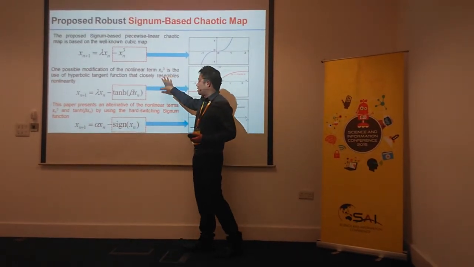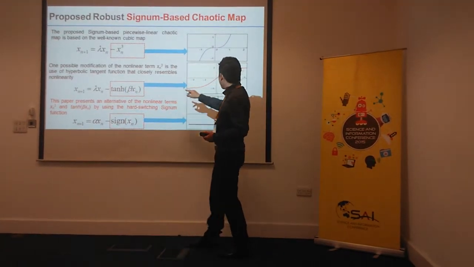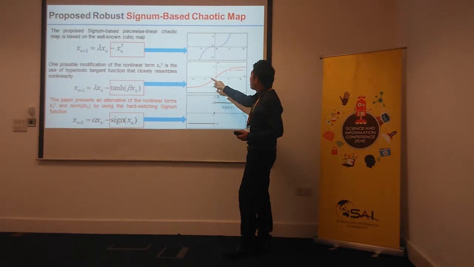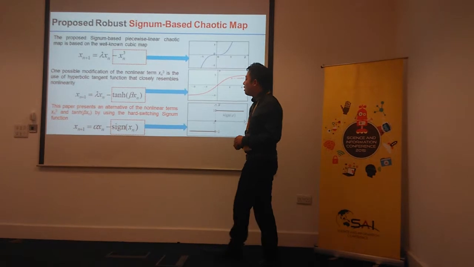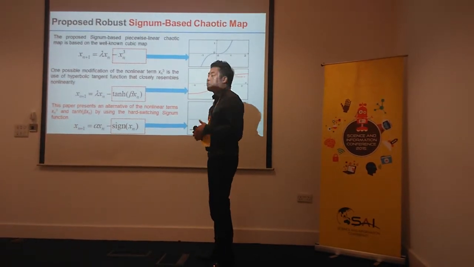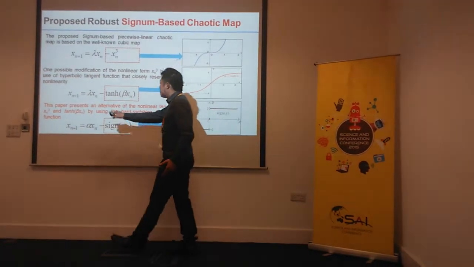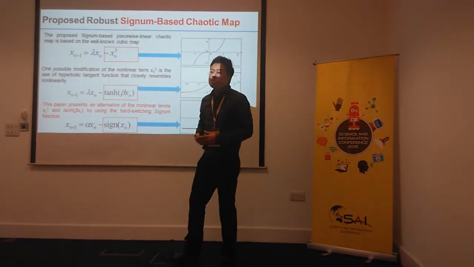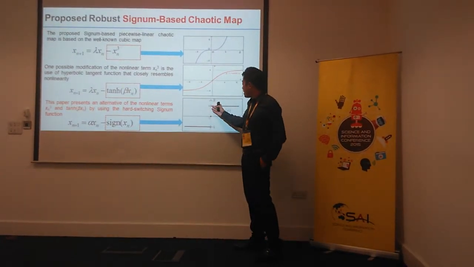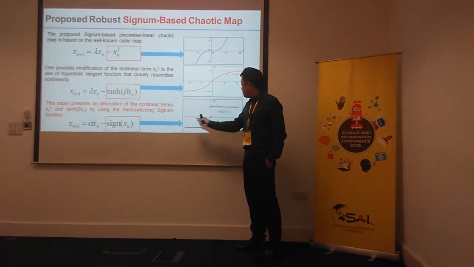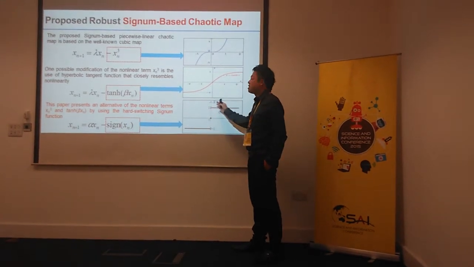And there are some variants. Okay, this one I propose to use the hyperbolic tangent, tanh(beta x_n). So we change the nonlinearity to this shape, but it still gives very chaotic features as well. But in particular, in these papers, we present an alternative to the nonlinear terms, x to the power 3 or the hyperbolic tangent, by using the hard-switching signum function. This is the signum function. I think everybody knows that the signum function gives the value of -1 when it's lower than 0. If it's greater than 0, it's going to be 1.